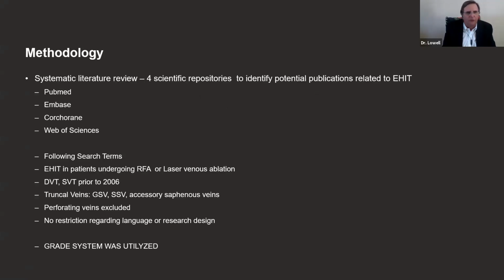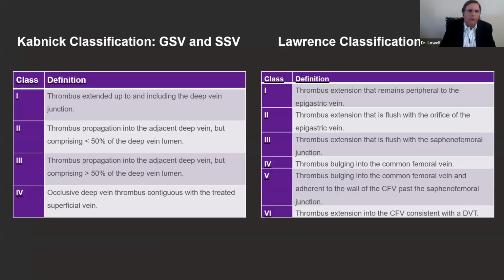The methodology was a systematic literature review, using 4 scientific repositories to identify potential publications related to EHIT: PubMed, BASE, Cochrane, and Web of Science. The following search terms were used: EHIT in patients undergoing RFA and laser ablation, DVT and SVT prior to 2006, truncal veins, great saphenous vein, small saphenous vein, accessory saphenous veins. Perforating veins were excluded. There was no restriction regarding language or research design. And the GRADE system was utilized.